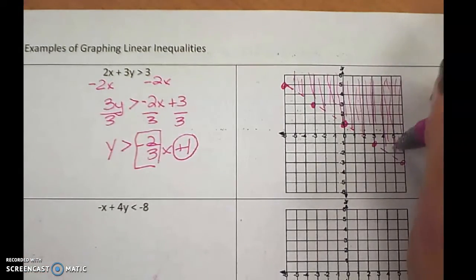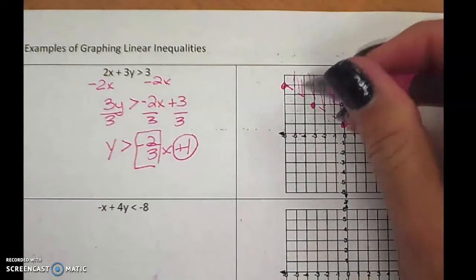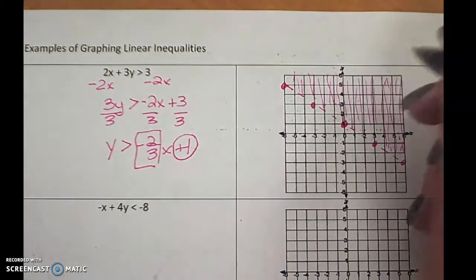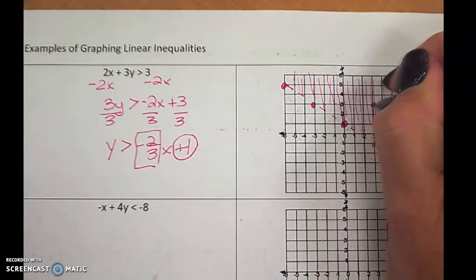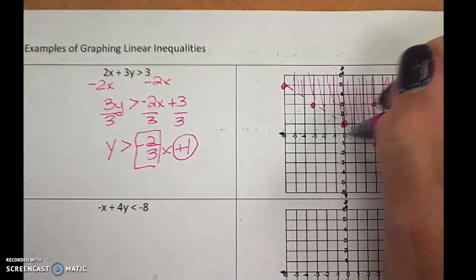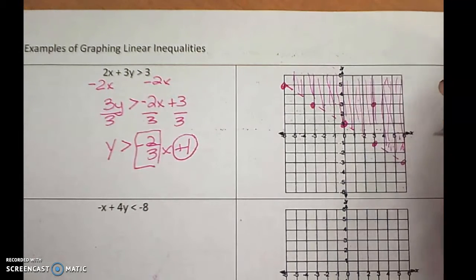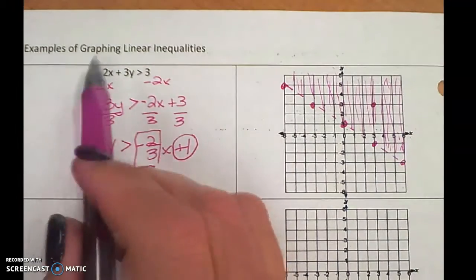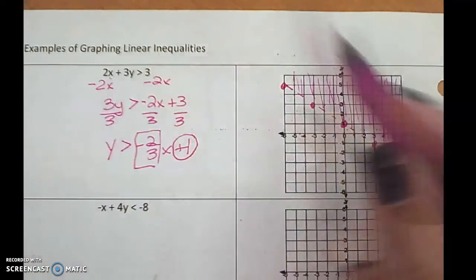Now, how could I check this? I could take any point in this shaded area. Let's look at this point right here to check it. And this point is 3, 3. I could plug this into the original. X is 3 and y is 3.